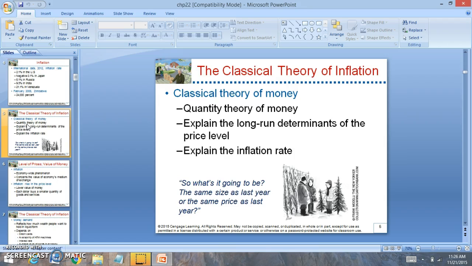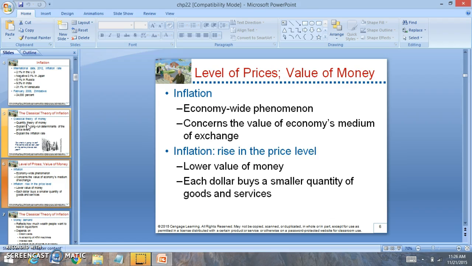And when we look at the classical theory of inflation, we look at the quantity theory of money. The quantity theory of money derives from the fact that when there's growth in the money supply, this will cause inflation. When people have more money in their hands, they're going to spend more money. And this is a big challenge that our economy is facing right now.